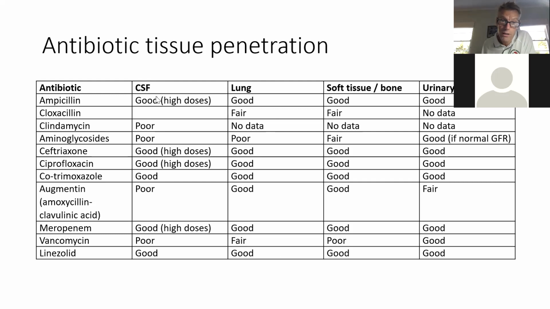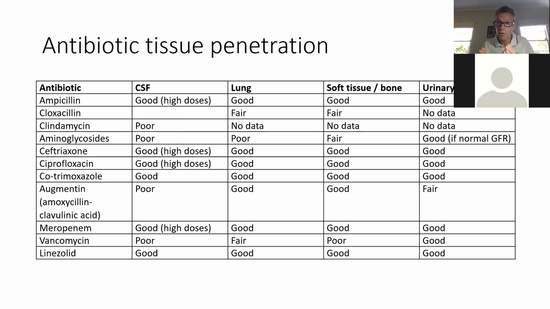Similarly, if you've got a child who's got meningitis, then some of the antibiotics have quite poor penetration into the CSF. So that's why we don't use aminoglycosides. Gentamicin is not very effective against meningitis. Even though it might be good against the bacteria, it's not very effective because it doesn't get into the spinal fluid. Whereas other antibiotics like third-generation cephalosporins, they have high penetration of the CSF. And so that's why we use those antibiotics.